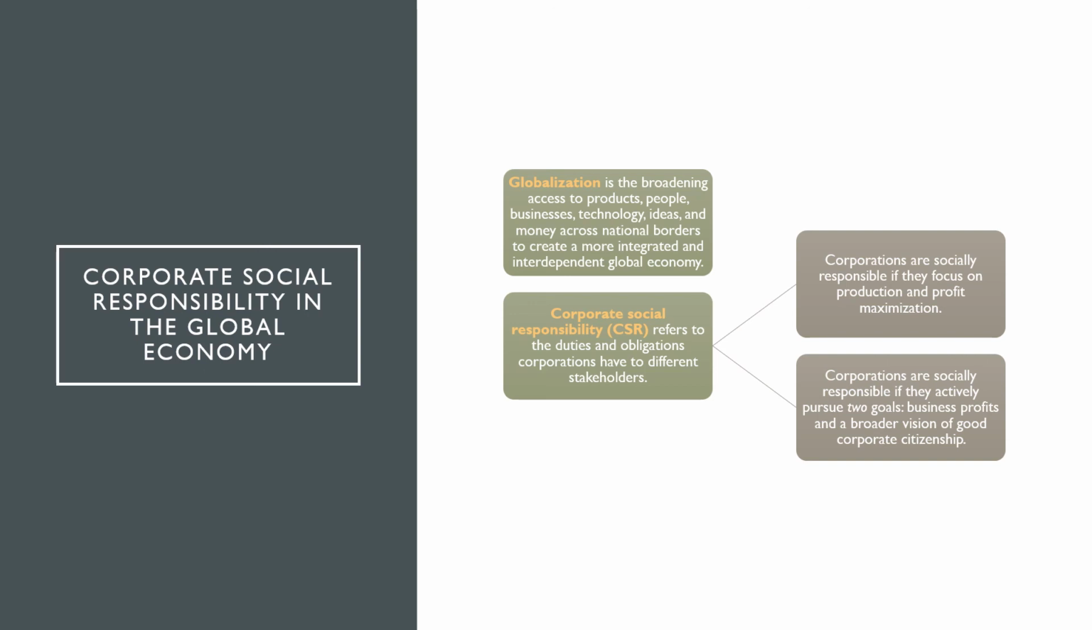A second viewpoint is that corporations are socially responsible if they actively pursue two goals: business profits and a broader vision of good corporate citizenship. Advocates of this view say that to be good corporate citizens, firms should actively support the rights of workers, the safety of consumers, human rights, and respect for communities and the environment. Over the last decade, many corporations have moved closer to the second viewpoint.